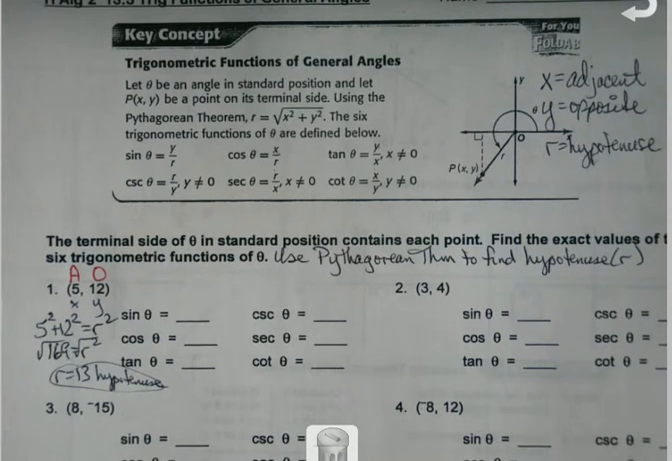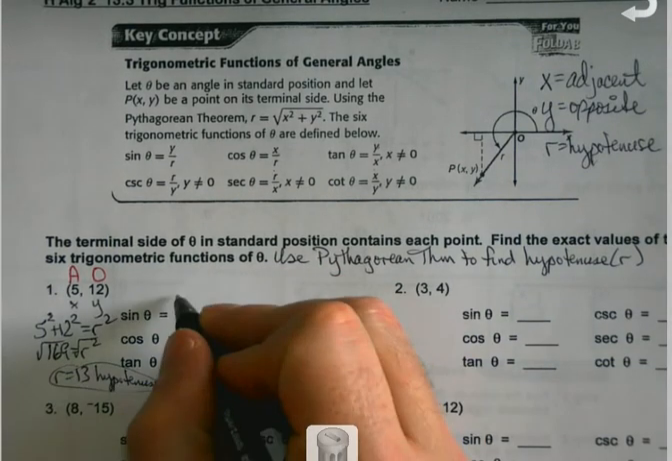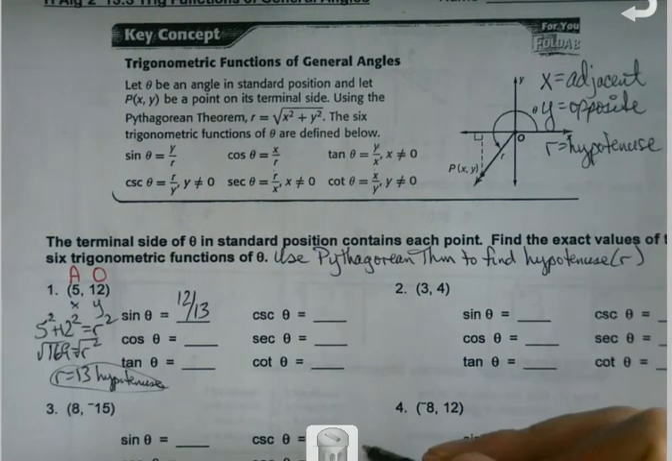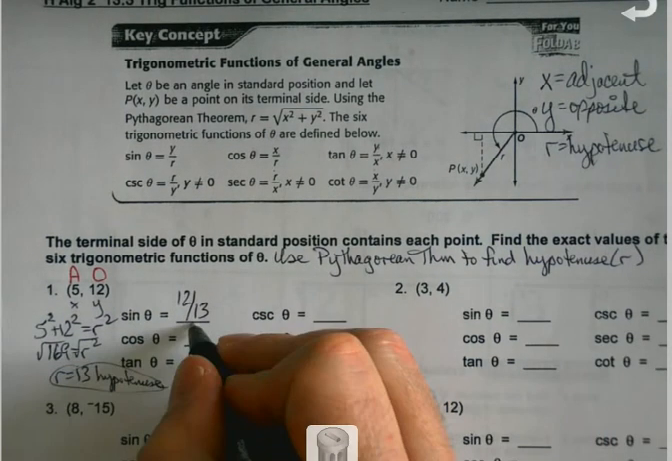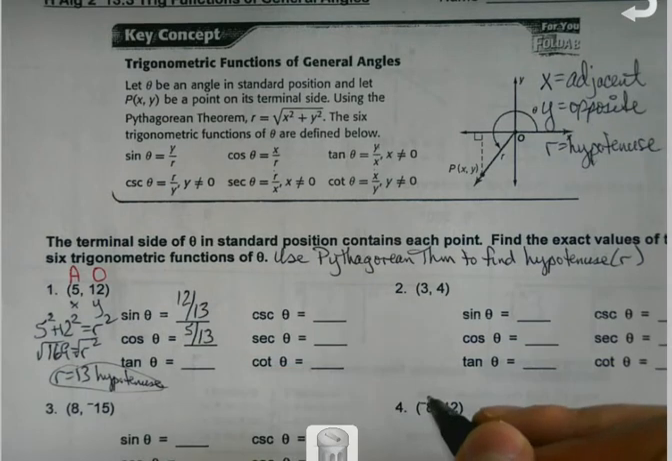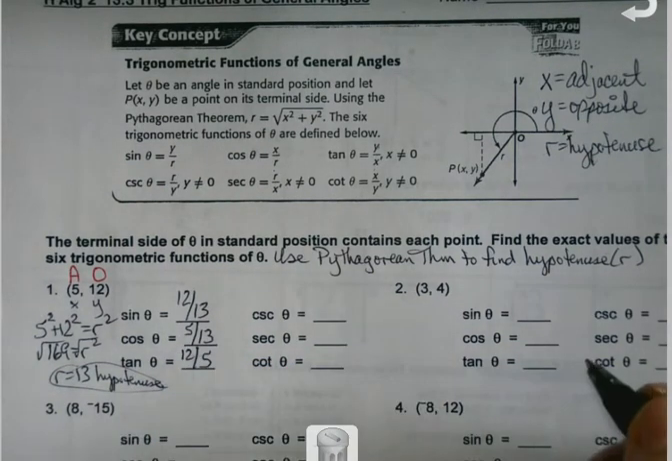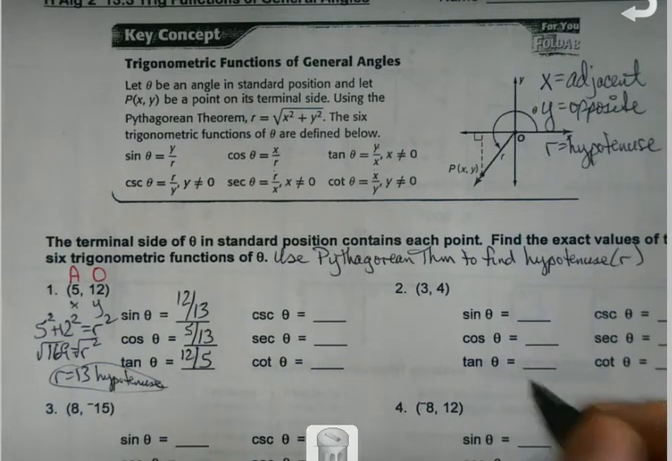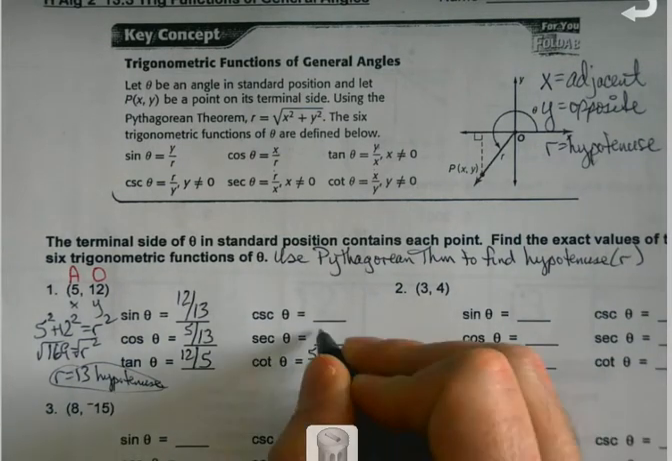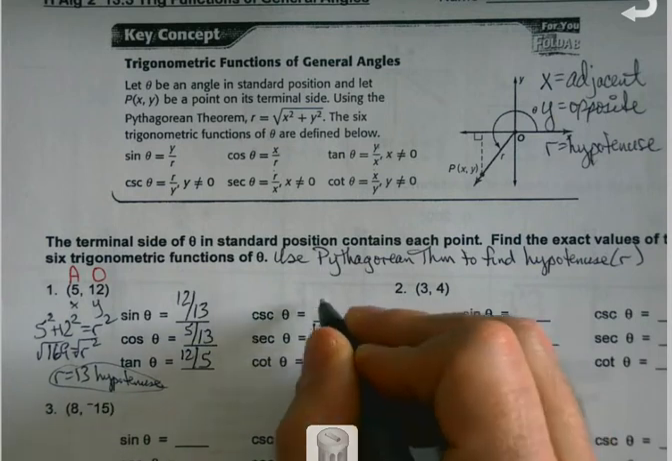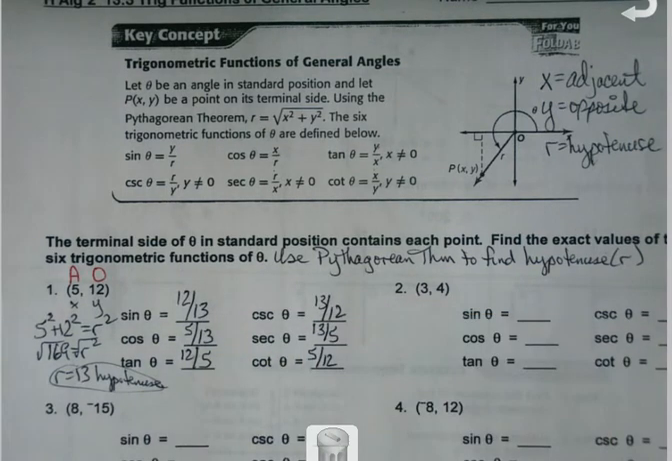So, once I have all my information, just like I would with any right triangle, I can start whipping through these, just writing the fractions, not the decimals. So like here, sine would be opposite over hypotenuse. Cosine is adjacent over hypotenuse. Tangent is opposite over adjacent. And then the inverse functions are just their reciprocals. And I'm ready to roll.